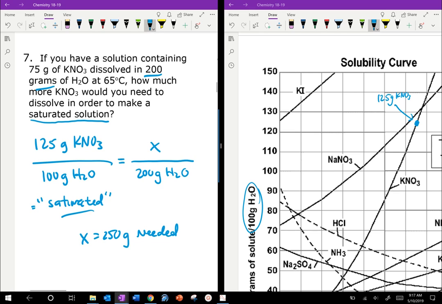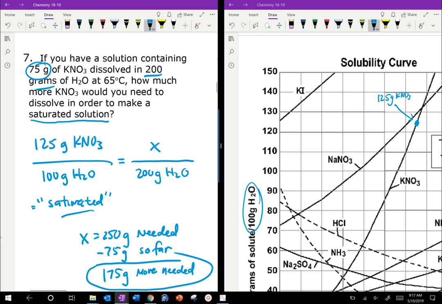How much do I have dissolved so far? Well, it says I have 75 grams dissolved already. So I already have 75 grams in advance. And how much more will I need to add? I'm going to need another 175 grams that I'll have to add. So I'm going to have to add 175 more.